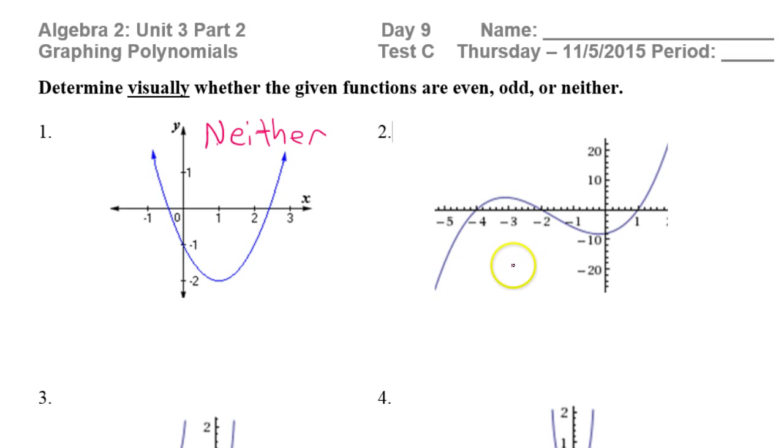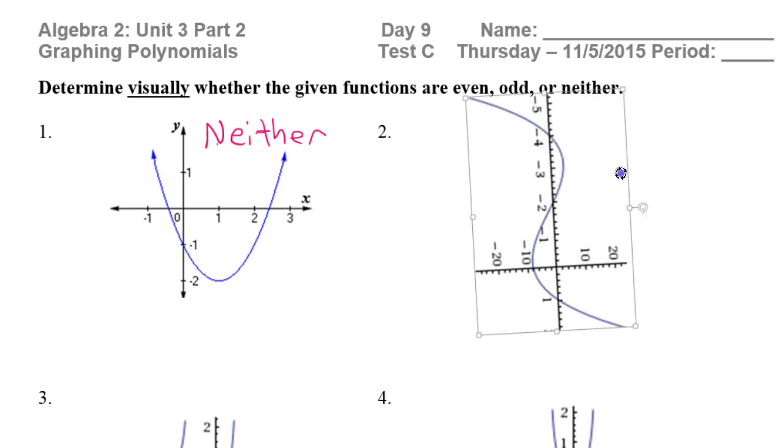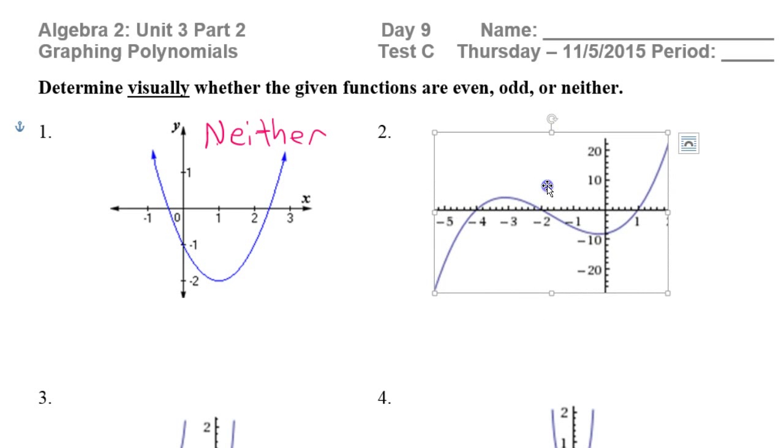Okay, looking at problem number 2. At first glance, we might think that this is odd. In a way, this would look the same if we were to turn this upside down. Okay, but not 100%. If you look at it in this way, the majority of the graph is to the right. But if I turn it back the way it was, now the majority of the graph is to the left. In other words, the center of the graph is right around here somewhere. That has to be the origin if it's going to be odd symmetry. So this is not odd, this is neither.